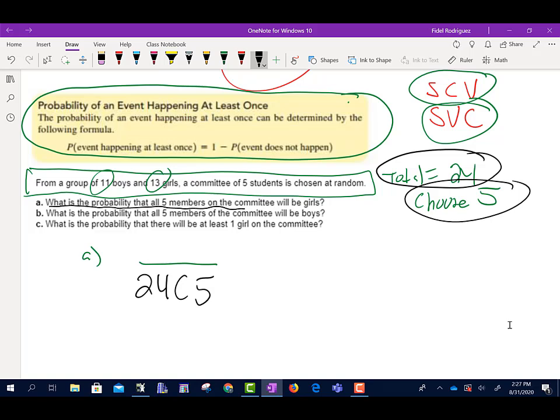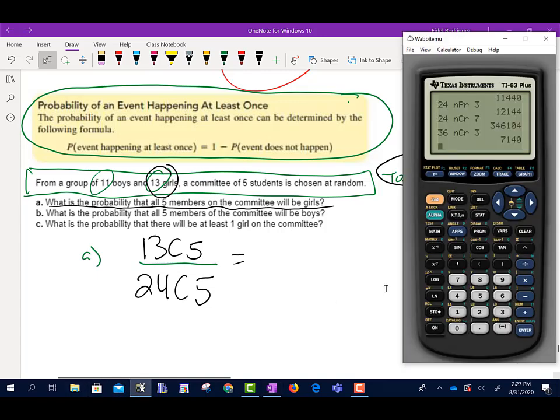It says, what's the probability that all 5 members on the committee are going to be girls? Well, how many girls are in this class? There's 13 of them. And we want to make sure that when we choose 5, all 5 come from those 13. So I'm going to grab my calculator, okay? Let's do the numerator first, the top part. 13 math, choose 5. And that's going to give me 1287.